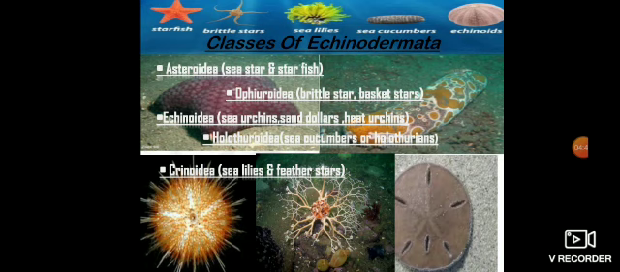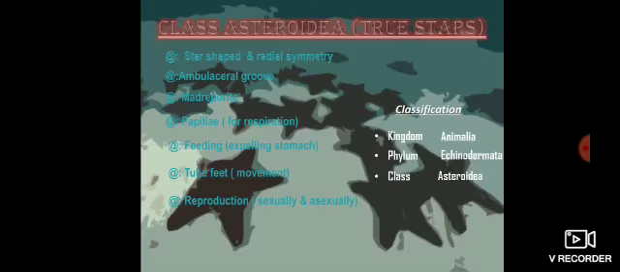The second last class is the Holothuroidea, which is also known as the holothurians. The members of holothurians are the sea cucumbers. The last class of Echinodermata is the class Crinoidea, which has the sea lilies and the feather stars. Next we will explain sequentially all the classes of Echinodermata.